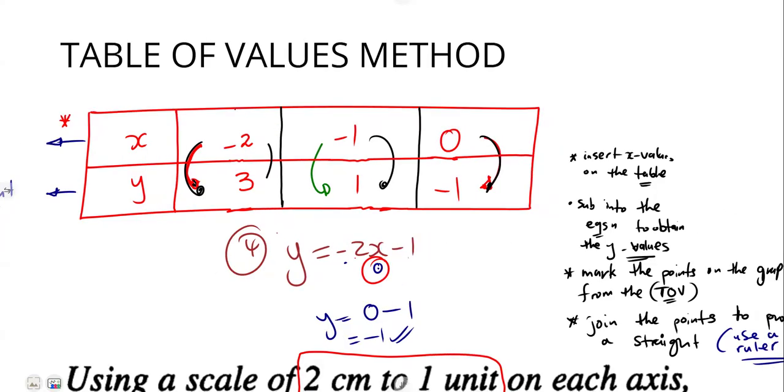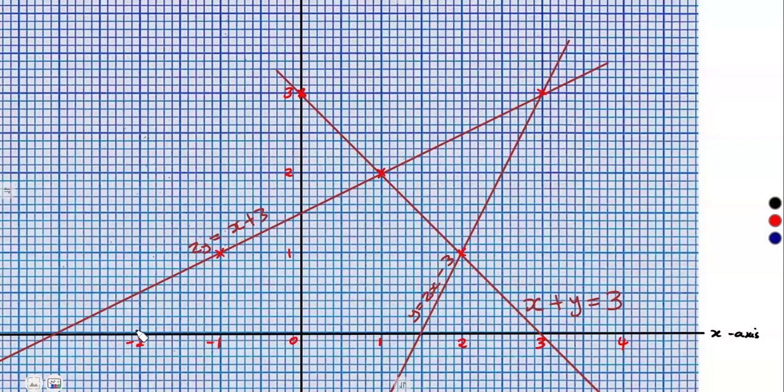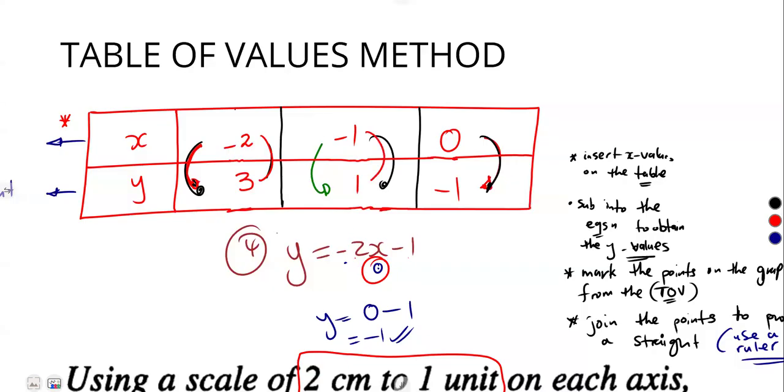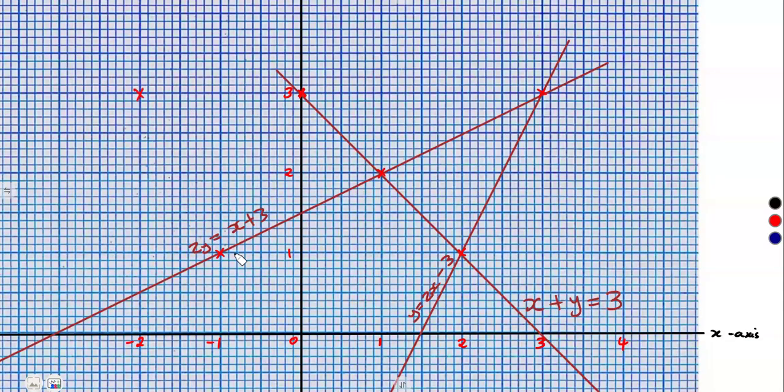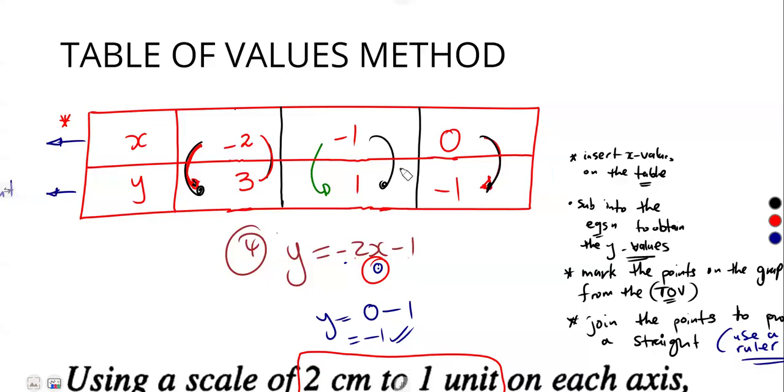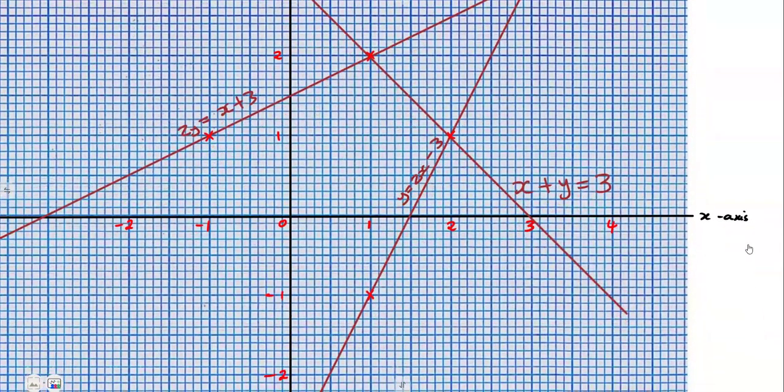All right, so let us start with minus 2, 3. When x is minus 2, y is 3 there. Mark a point, minus 2, 3. Okay, minus 1 versus 1. I think we marked this one before. Yes, minus 1 and 1, we marked this one before. The last one, 0 versus minus 1. When x is 0, y is minus 1.